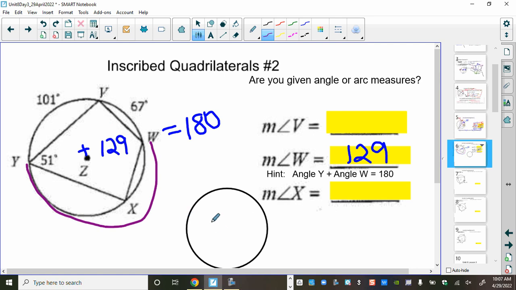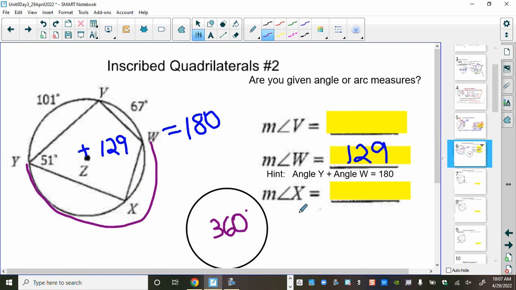So in our circle, grand total was how many degrees? 360. Okay. How many degrees do we have so far with our circle? All right, we're going to stop. Let's start again. So look at our circle.